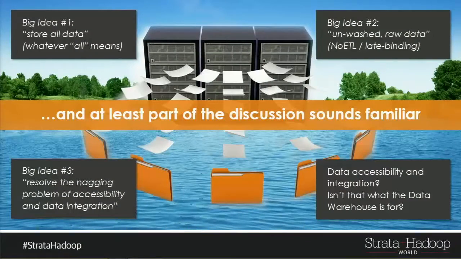I think if you cut through the hype, most of the commentary about the data lake is about three big ideas. Big idea number one is that we're going to store all the data in a centralized Hadoop-based repository. We have to think a little bit about what all the data actually means, but that's a subject for another time, another day. Big idea number two is that we're going to capture and store in this repository raw, unmodeled data and apply late binding techniques to interpret that data, potentially with multiple different schemas, so that we can have multiple different interpretations of the same data sets.